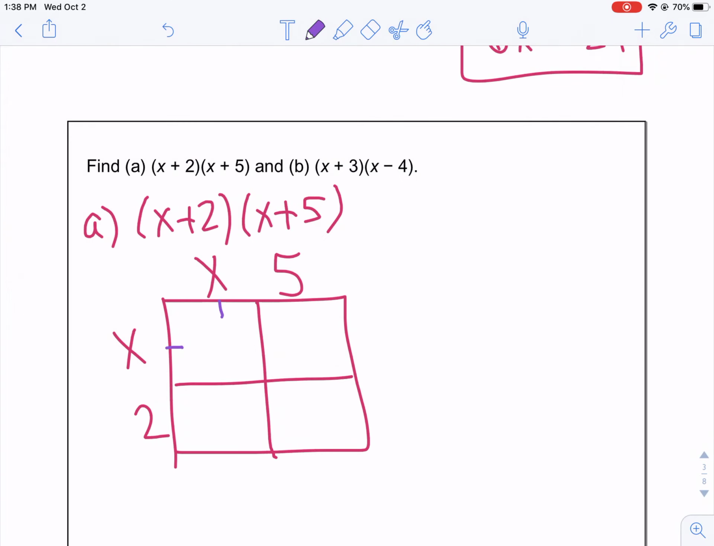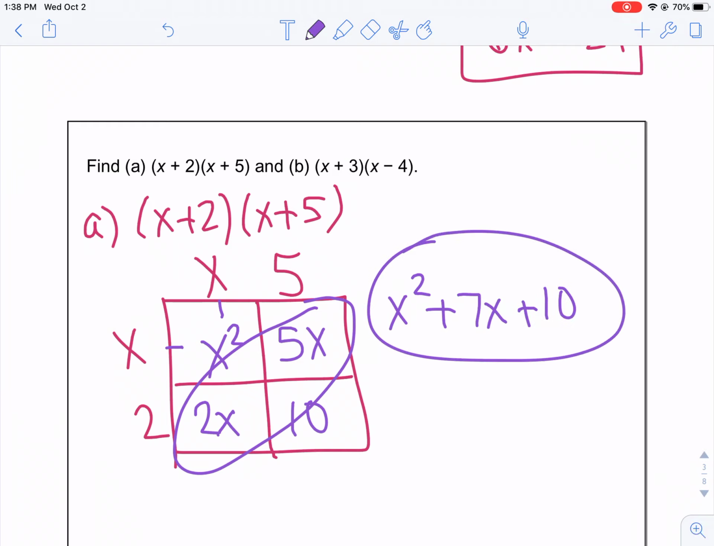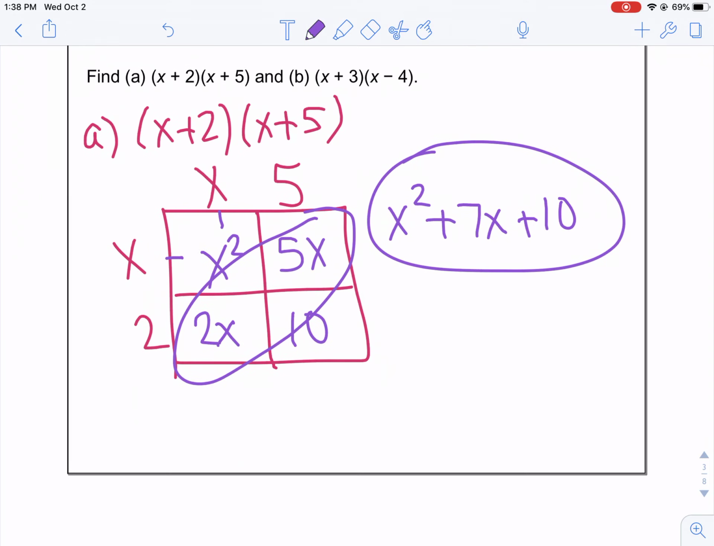So inside this box, you're multiplying, so x times x gives me x squared. X times 2 gives me 2x. X times 5 gives me 5x. And 5 times 2 gives me 10. These two middle terms combine, so I have x squared plus 7x plus 10. And again, if you do not get the table method, then just on your own be doing foiling, because they will give you the same answer. Okay, so for B, I'm going to do FOIL.